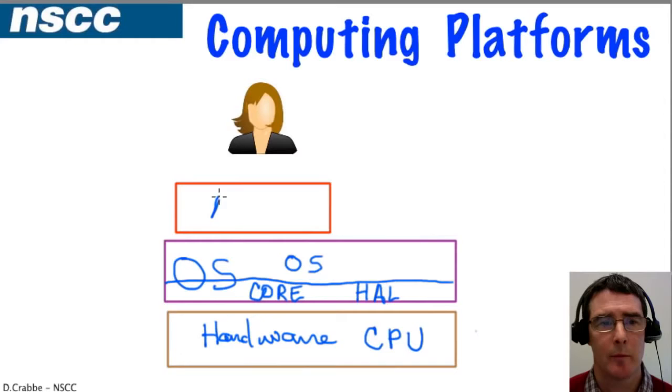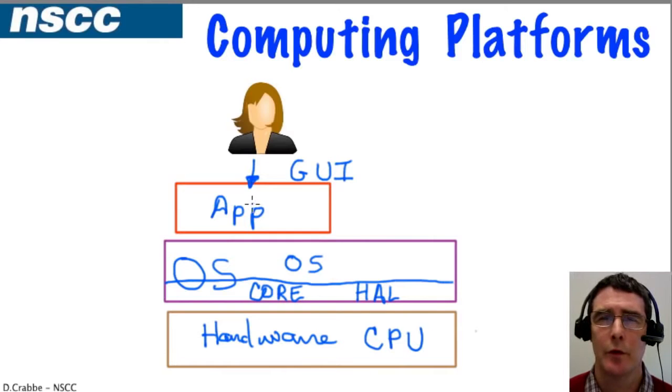At the very top is the application, and the application has to be written for a particular operating system. So you can't run an application designed for a Macintosh operating system if you have a Windows operating system here. Finally, the user is going to interact with the app through the graphical interface or graphical user interface. So using a keyboard, mouse, could be touch, they interact with the app. So those are the three basic components of any computing platform.